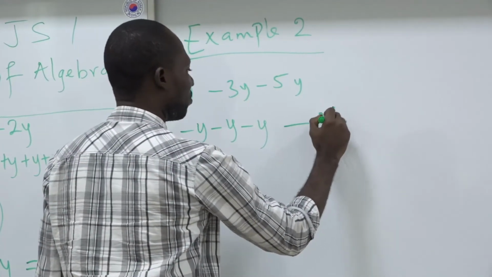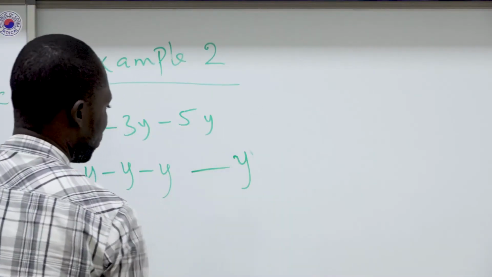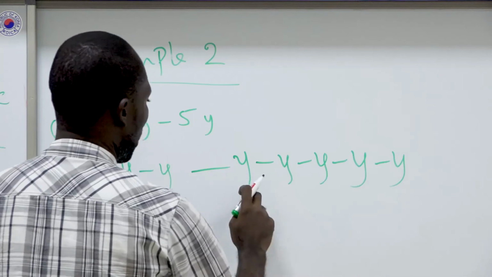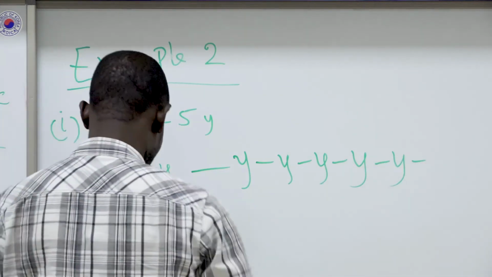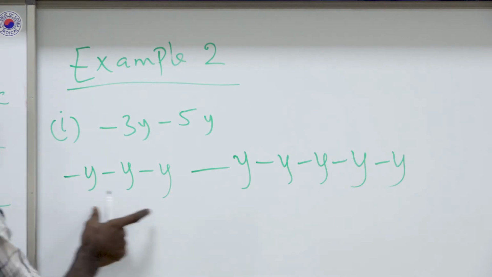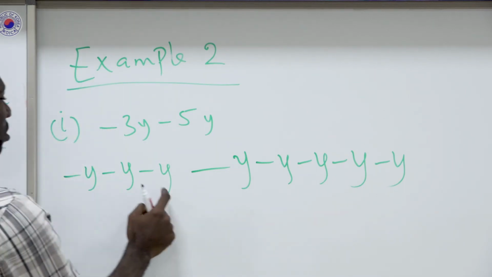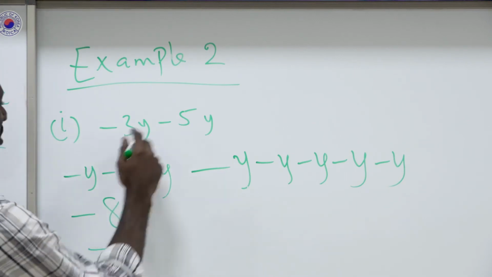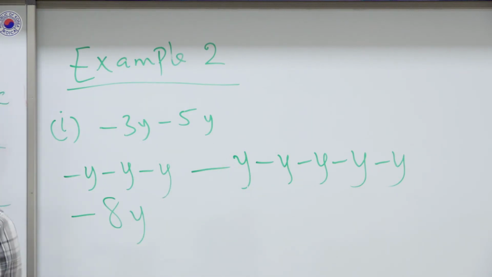Here we have y, one, two, three, four, 5. We'll stop there. Now, if we look at this very well, without being confused in any way, we'll see that even if we count from here straight away, it's giving us 1, 2, 3, 4, 5, 6, 7, 8. It's giving us 8y. So we can just stop there as having this as 8y. So minus 3y minus 5y is minus 8y. And that's our answer for that.